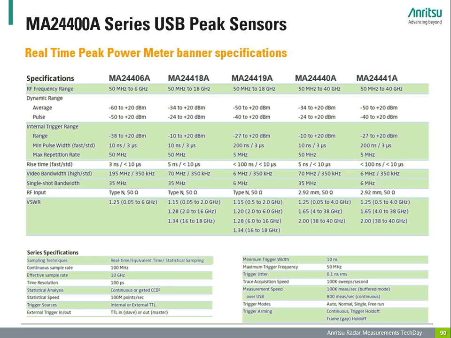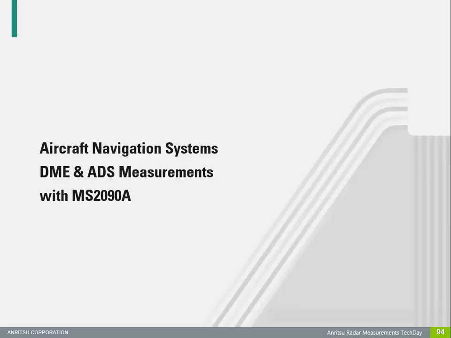So finally, we see here a summary of different MA244XXA models with relevant banner specifications. Important is that the product family provides up to 195 MHz video bandwidth, which is equal to pulse rise times of 3 nanoseconds. Up to 40 GHz, this hardware is providing even 70 MHz video bandwidth equal to 5 nanoseconds rise time. The MA244XXA is a very affordable tool for synchronized multi-channel power and pulse parameter measurements.